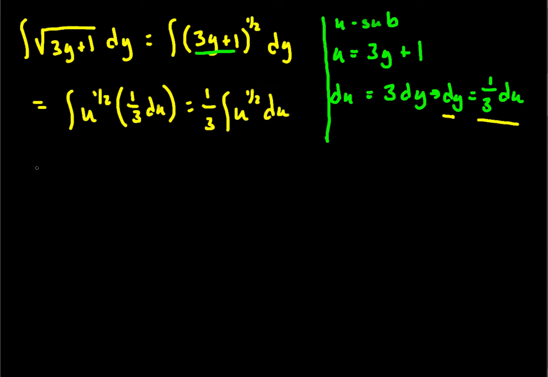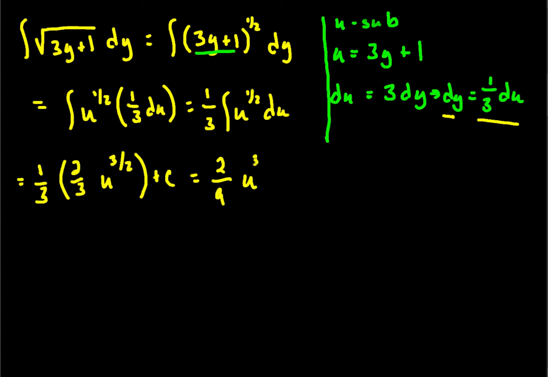We add 1 to the exponent, so this is equal to 1/3 times u to the 3/2, multiplied by 2/3, plus a constant, which is equal to 2/9 u to the 3/2 plus a constant. And quite often students will stop here, but recall we wanted to know the antiderivative with respect to y.